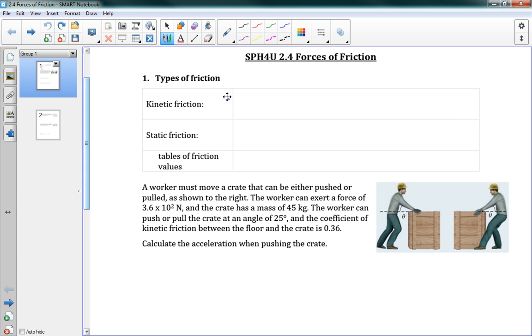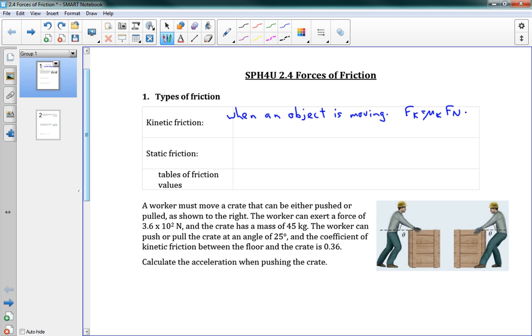Kinetic friction, which is when an object is moving, and the formula for this, for kinetic friction, is Fk equals mu k Fn. And if that symbol mu is new for you, this is the Greek letter mu. It looks sort of like a U, but with an extra stem on the front of it. It's the Greek letter mu, like this, mu.